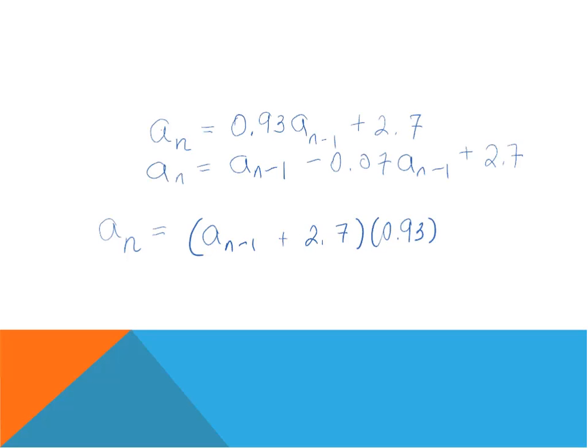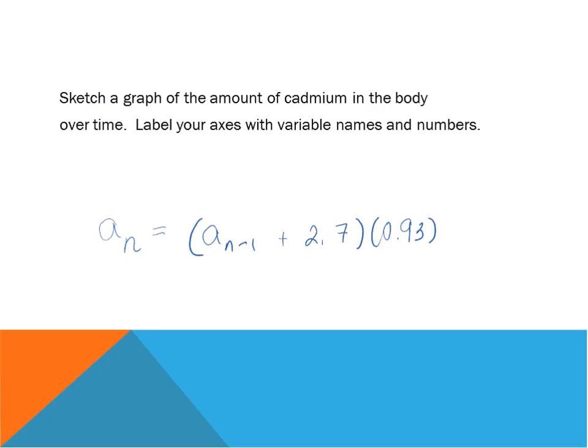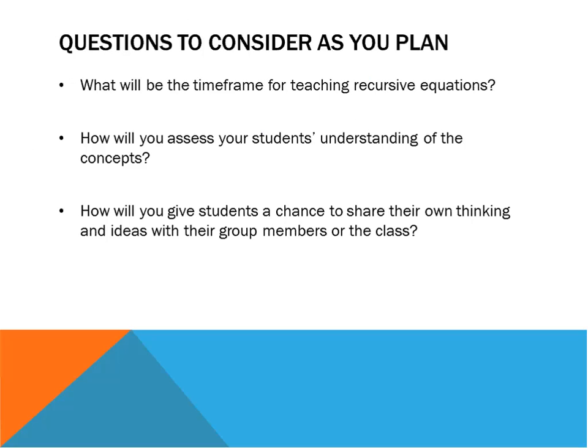But again, it opens the door to some really powerful problems, whether it's paying off a loan or, for example, if you sprain your ankle and you keep taking ibuprofen, how much ibuprofen would you have in your system over a particular time? And it will reach some equilibrium level. So we have lots of materials for you. Let me share some of those with you.